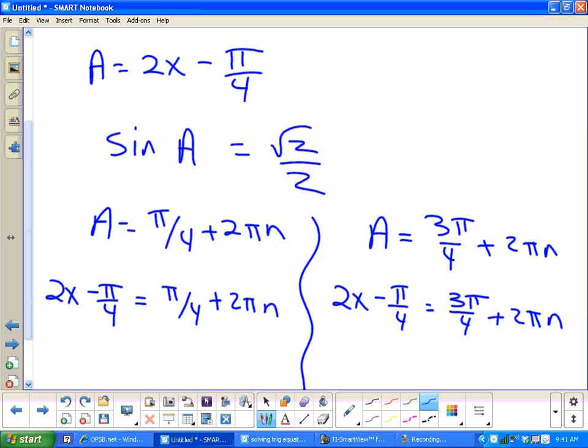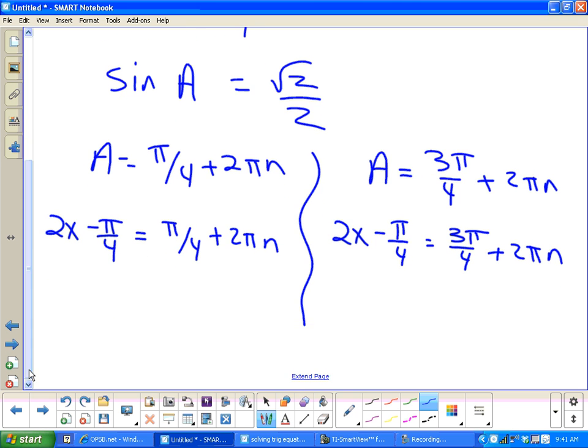Yes, that's what we're going to do. Did y'all hear what she said there? We're just going to add pi over 4 to both sides. And then what would come next? Divide by 2. Okay. So if I add this pi over 4, it works out real nice over here. That's going to be 2 pi over 4, which is pi over 2.